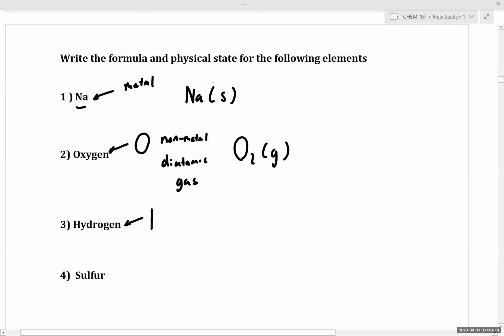Hydrogen, that's referring to the element with the symbol H. Hydrogen is also a non-metal. It's diatomic, and it's a gas. So we'd write hydrogen as H2 gas.